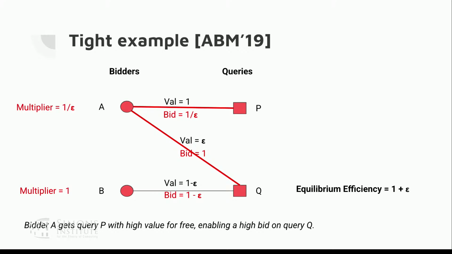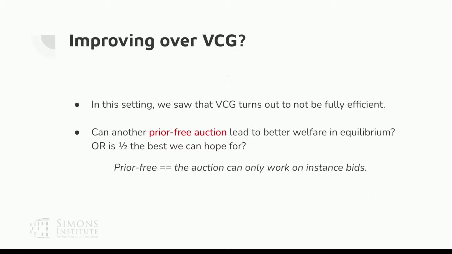So this is what I said. A gets P for basically free, which enables a high bid for Q. And that's essentially what's happening when you prove the factor of 2 for A.